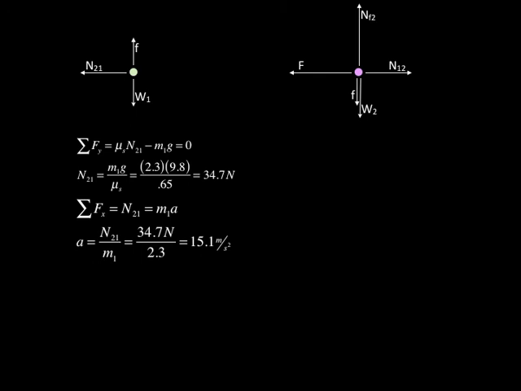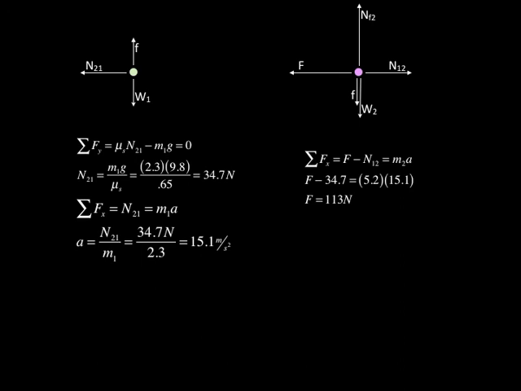We can use this in conjunction with our Newton's second law equation for mass 2 in the x direction. It says F minus N12 equals m2a. Well, we know N12 because it's the same as N21 by Newton's third law, and now we know m2, and we know the acceleration. Plugging all of this in gives us a force of 113 newtons, which is part B from the problem.